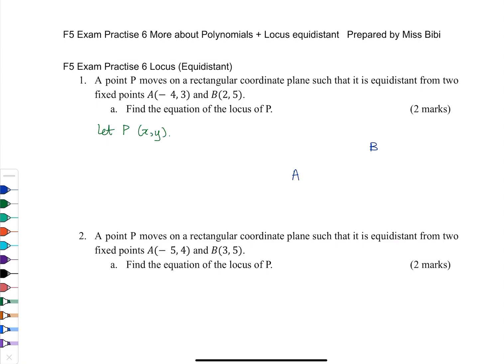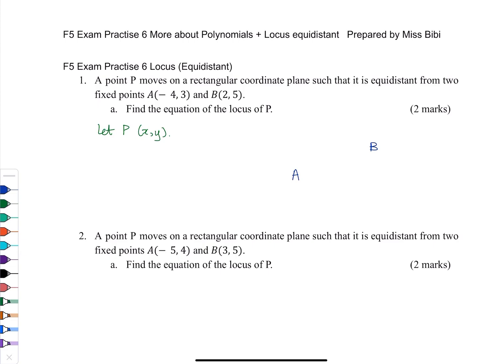Just that. Now it is a rectangular coordinate plane, so the drawing is usually like this. There's X here, there's Y here. That's why for the coordinate of P I'm also giving X and Y. And since it's a moving point, it does not have a fixed point. It can be any X, any Y, but there has to be a relation between them. So that's what we call equation. Now how do we find the equation?